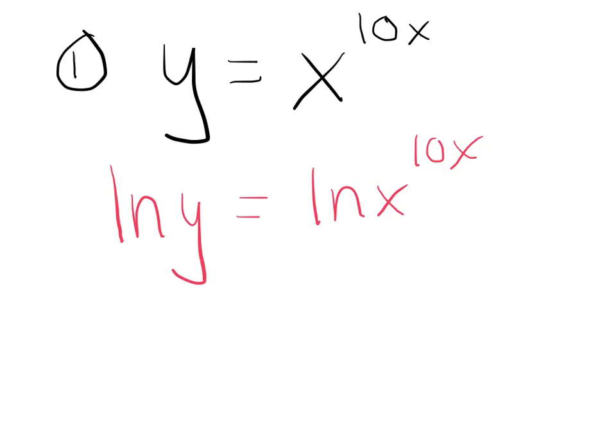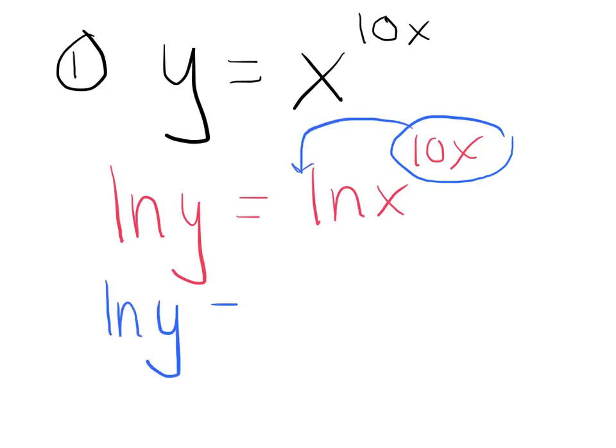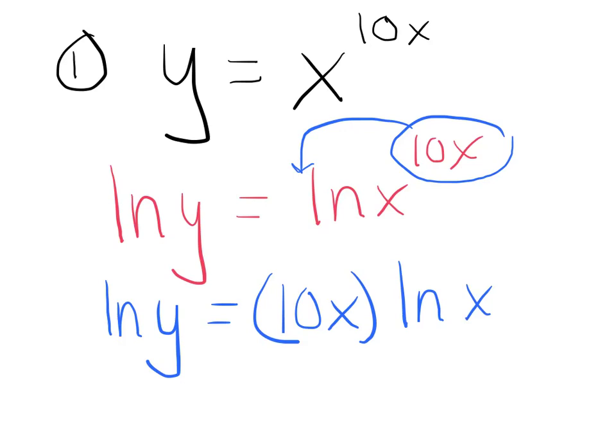When I do that, here's the ln property that says this exponent can come down in front. So I'm going to say this is the ln of y equals 10x. So I'm going to use that parenthesis there to represent my exponent, ln of x. And I suggest you do that. Put that exponent in parentheses. So that was technically step 1. We took the ln of both sides and we used our log properties.